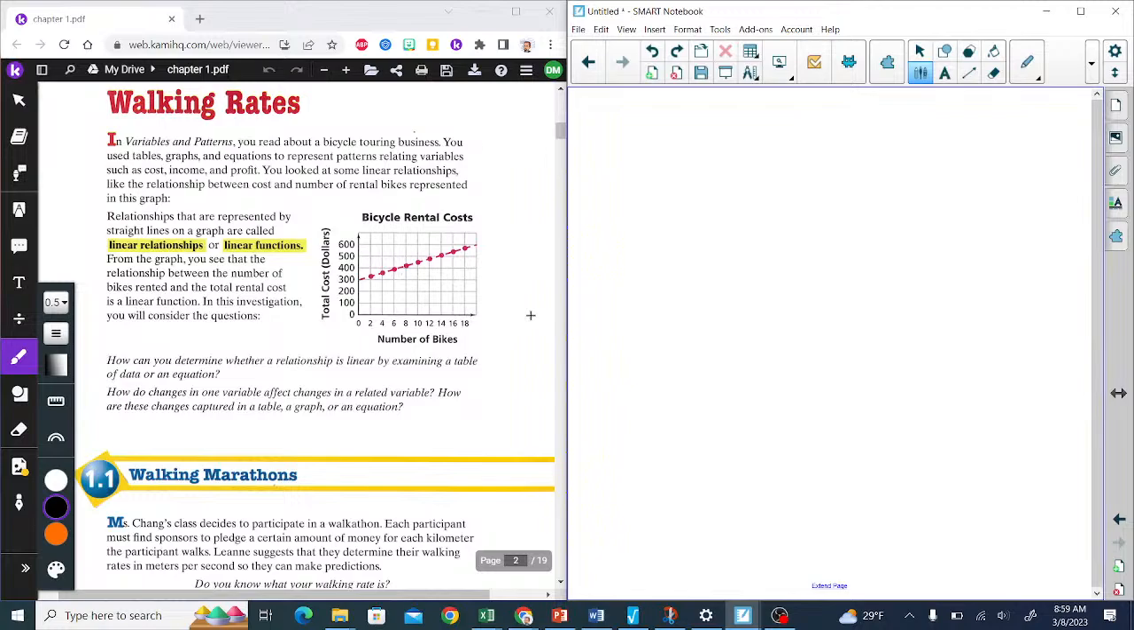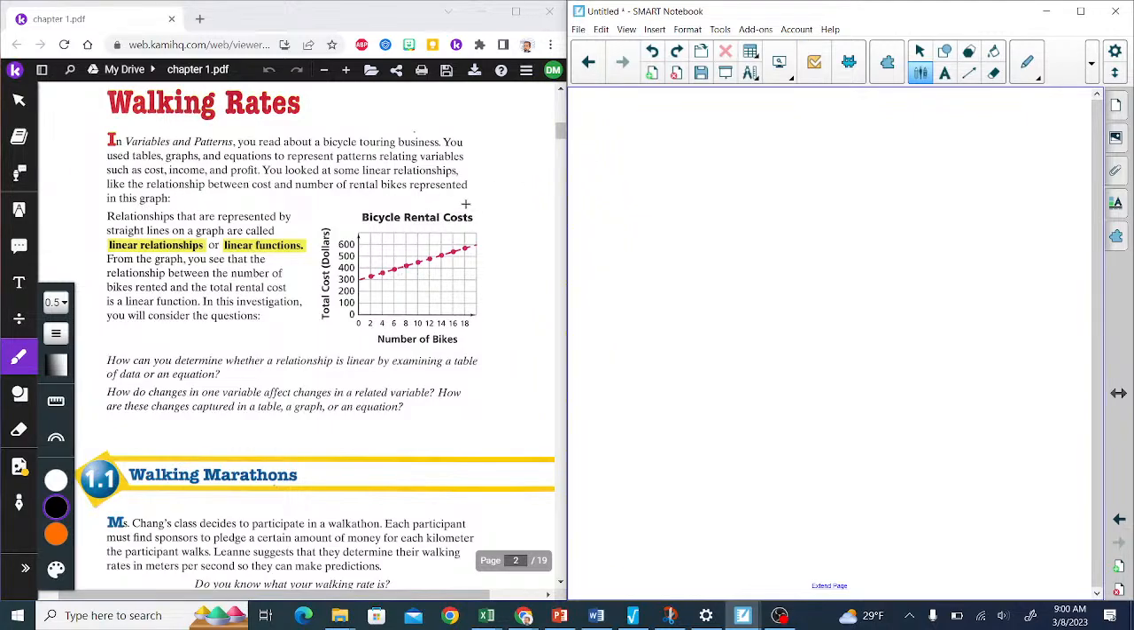So we're going to look at our text, which is walking rates. It says in variables and patterns, well, we didn't read that, but if you think about a bicycle touring business, you can use tables, graphs, and equations to represent patterns relating variables such as cost, income, and profit. We didn't do any of that. You looked at some linear relationships, like the relationship between cost and a number of bikes.